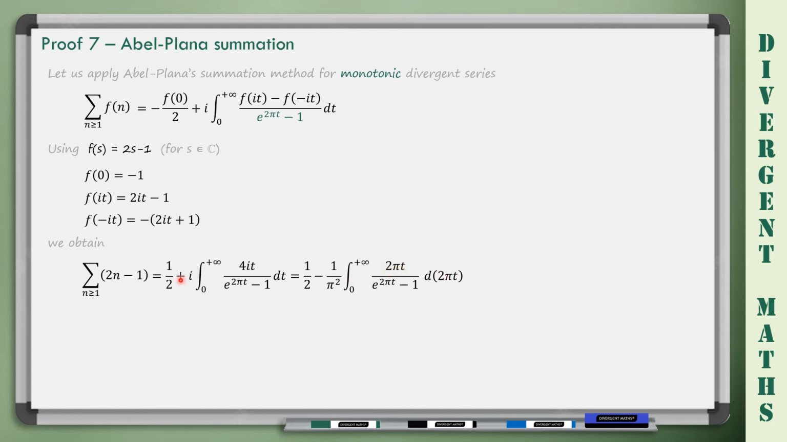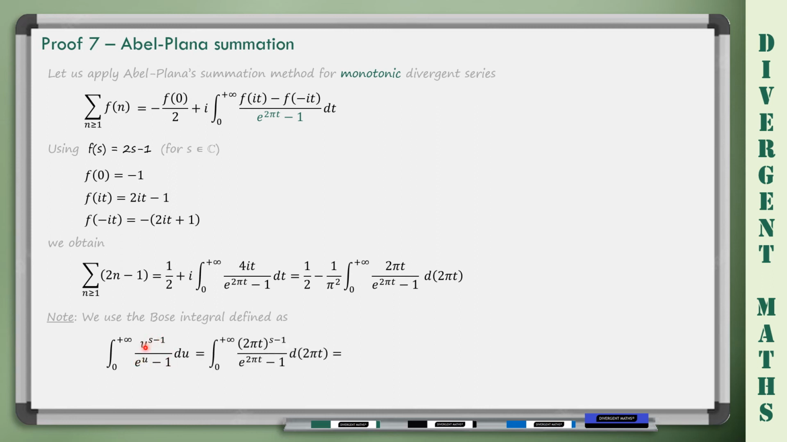The i came in front, i squared becomes negative. So if you work it backwards, you can see you landed up here as well. So what's the reason of writing it like this, with 2 pi t as a variable? Because we will be able to use the Bose integral, which is defined as the integral from 0 to plus infinity of, in a u world, u to the s minus 1 over e to the u minus 1.